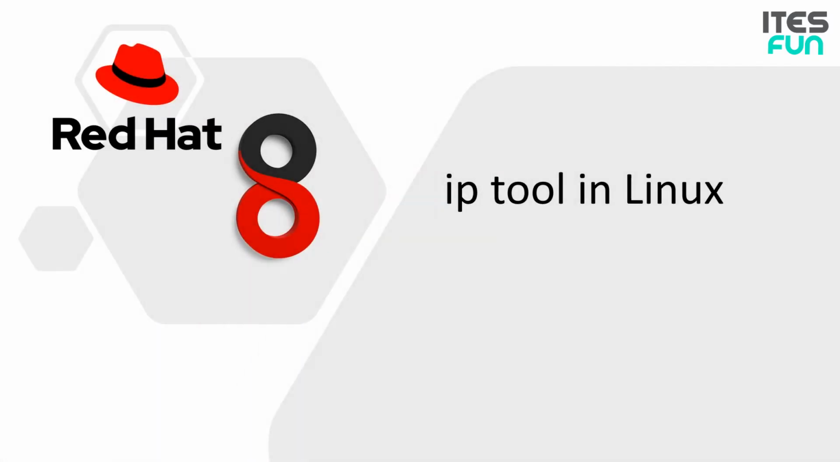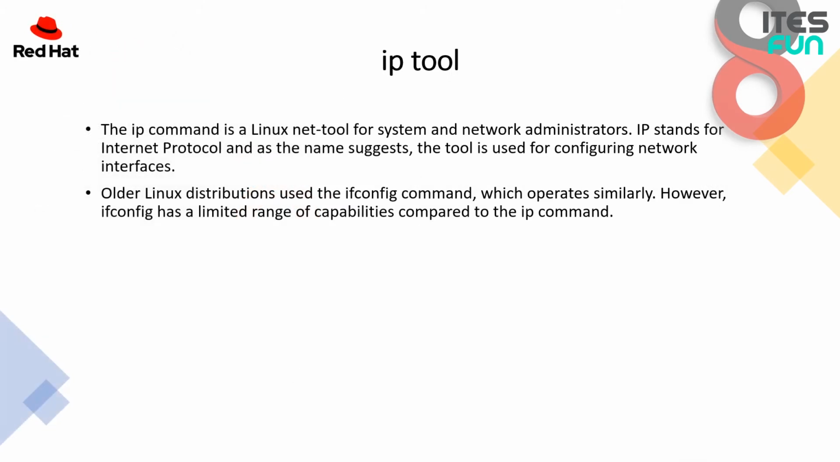Welcome back everyone to the learning series of Linux 8 and the Decode ITES. In this lesson, we are going to talk about the IP tool in Linux. Let's continue. So the IP command is a Linux net tool for system and network administrators. IP stands for Internet Protocol, and as the name suggests, the tool is used for configuring network interfaces. Older Linux distributions use the ifconfig command, which operates similarly. However, ifconfig has a limited range of capabilities as compared to the IP command.